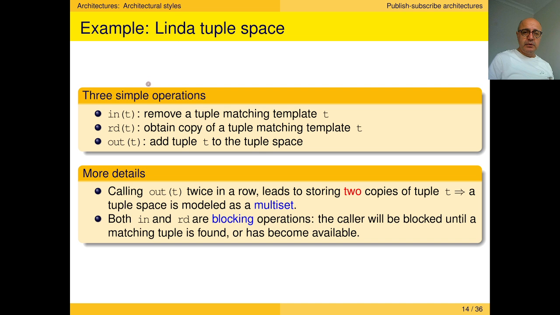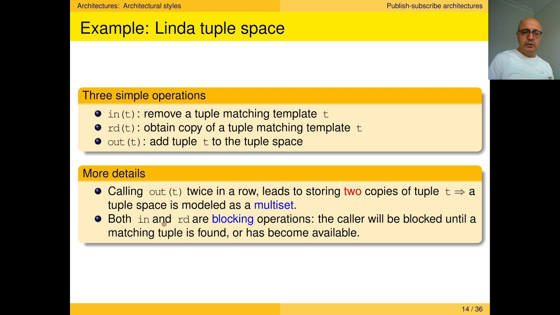So we have three simple operations: in, RD, and out. In the case of in with the parameter t, you remove a tuple matching some specific template. With RD, you obtain the tuple, and with out, you add a tuple to the tuple space. Now, if you call out t twice in a row, then that will actually store two separate copies of the tuple. So a tuple space could therefore be a multiset. You could have multiple tuples for the same thing.